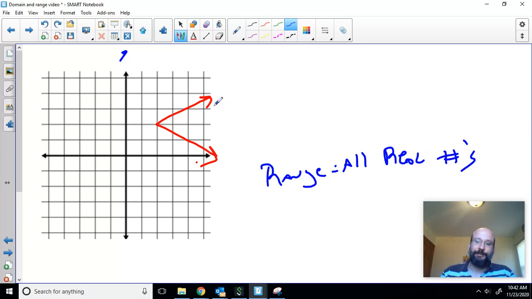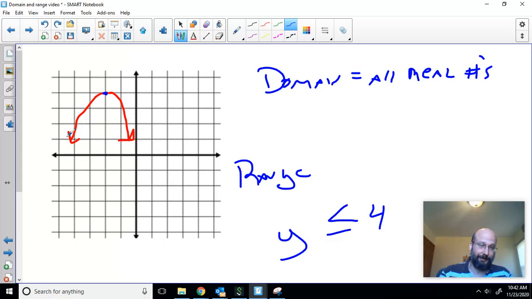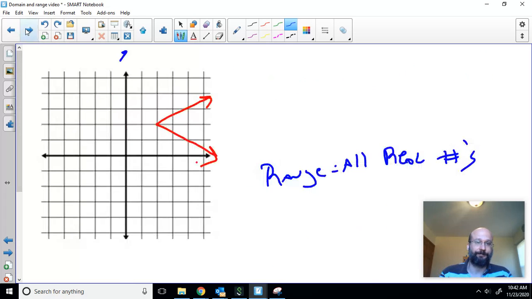So look at the direction your arrow's going. When it's pointing this way, your arrow's going up and down, that is range. So your range is all real numbers. When the arrows are pointing this way, going left and right, left and right would be your domain, which is all real numbers.